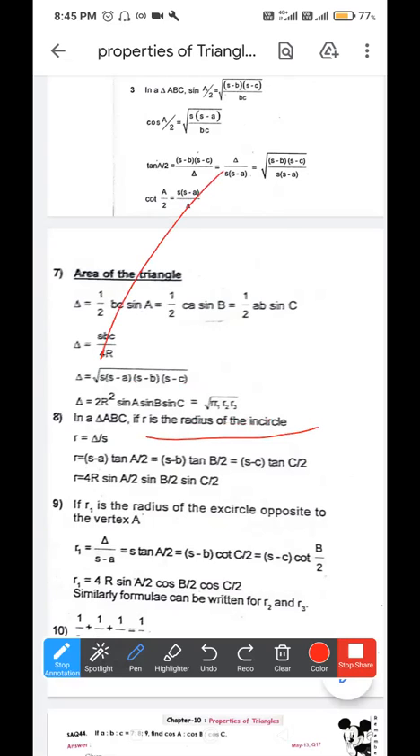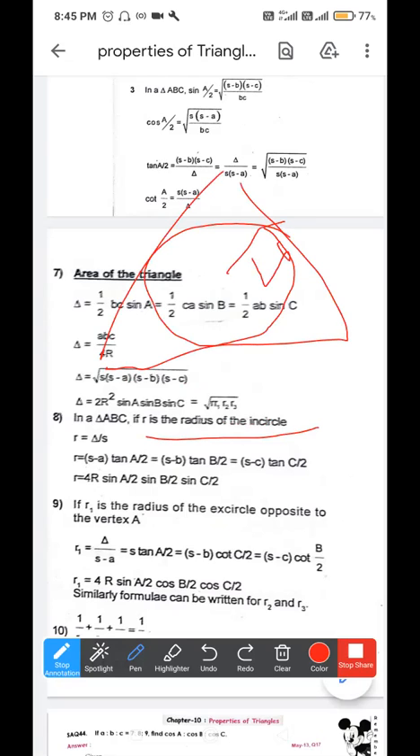So what is the incircle? In this triangle, if I draw a circle like this, this is the incircle and this is the small r. What is small r? It is the radius of the incircle of a triangle. This length I am talking about. Got it? So r is equal to delta by s, and r is equal to (s minus a) tan A by 2, which is also equal to (s minus b) tan B by 2, which is also equal to (s minus c) tan C by 2. What is the formula for r? The formula for r is 4R into sine A by 2, sine B by 2, sine C by 2.